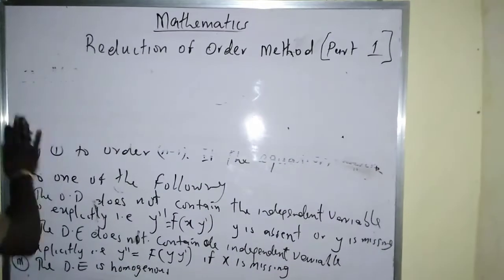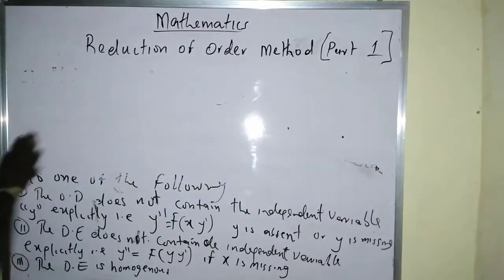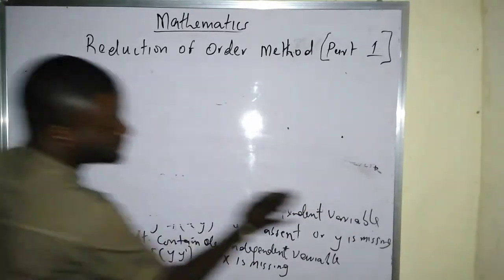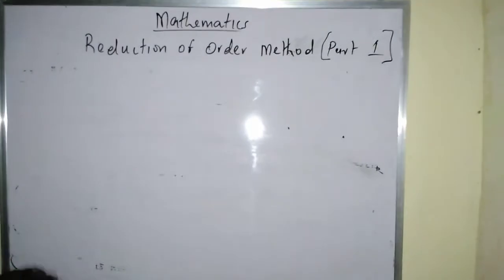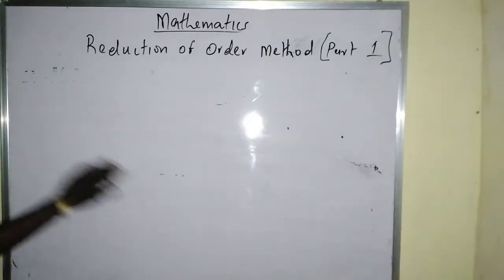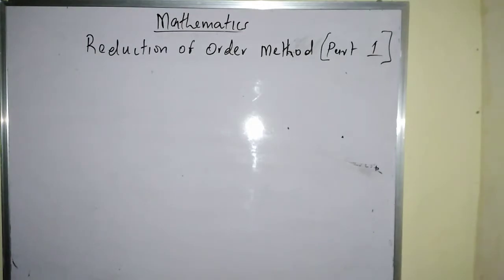My second case is what? When my x is missing, which is absent. And the third one is when the equation is homogeneous. Those are the 3 cases that can ever happen here. Now, I will deal with these cases one by one. Let me move on to the first case.